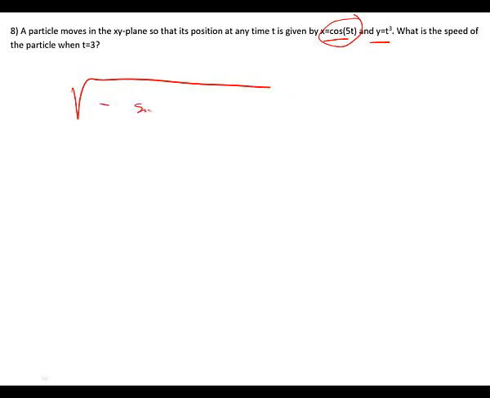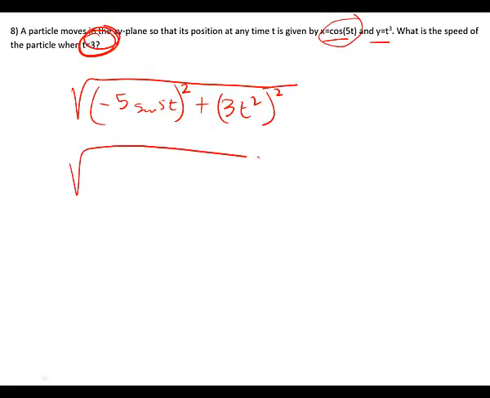Negative sign, I like that. Okay, I got to put a 5 in front, and then I'm supposed to square it. And then plus, what's the derivative of the y component? 3t squared, squared. And then to get the speed at a very specific time, what am I going to do with that 3? You're going to plug it in. Okay? So negative 5 sine of 15, right? I'm plugging in a 3. Plus 3 squared is 9 times 3 is 27, right?